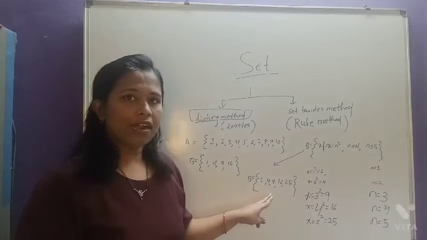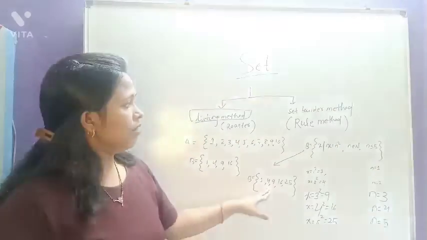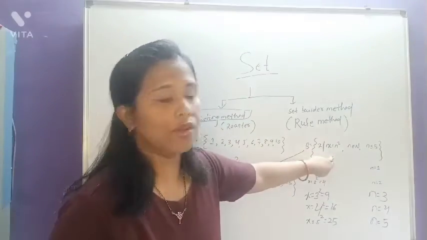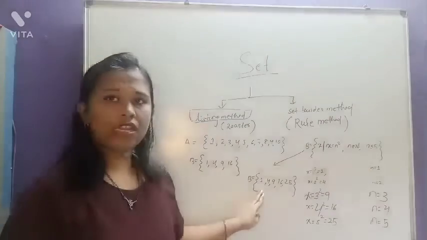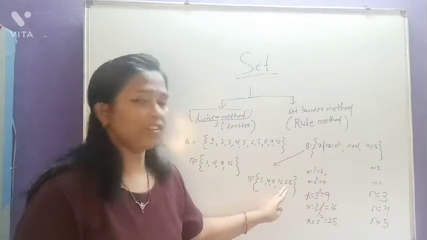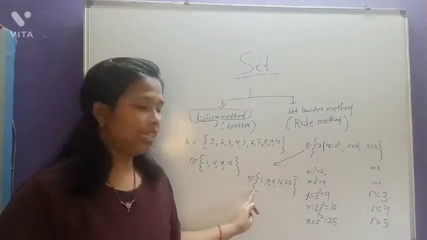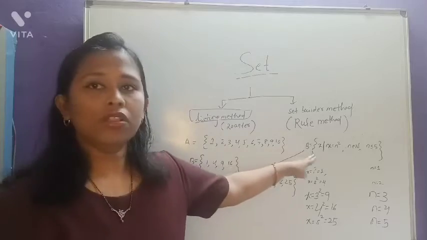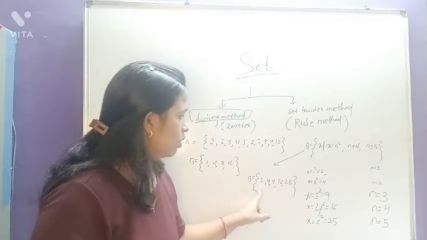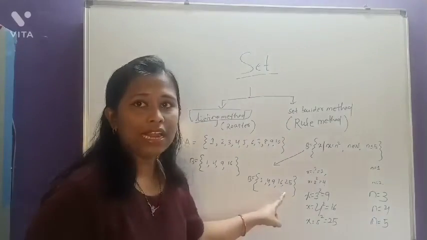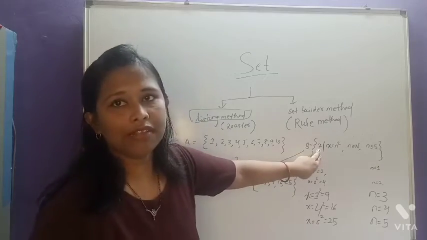So in listing method, if one question is given, the set is in listing method and you have to convert it into set builder method or rule method. So the given question, it's written 1, 4, 9, 16 and 25. These are the elements of the set and you have to convert this set to the set in rule method. So how can you convert? As you know, I told you that these are the elements of the set. So x always represents the element of the set.